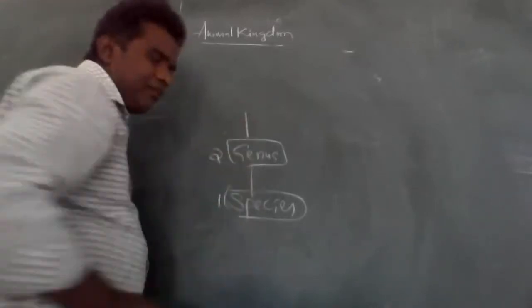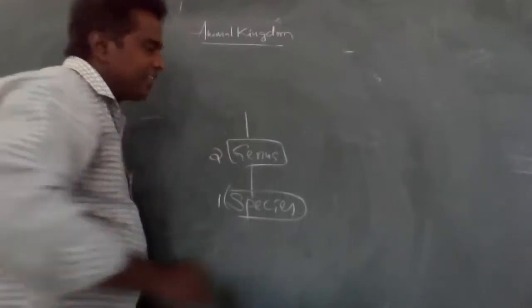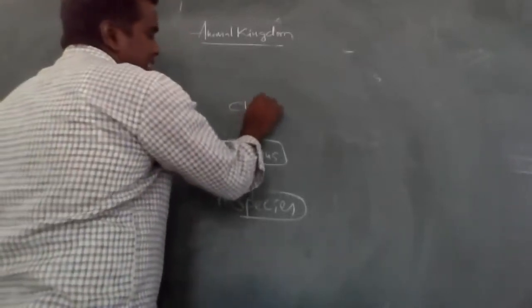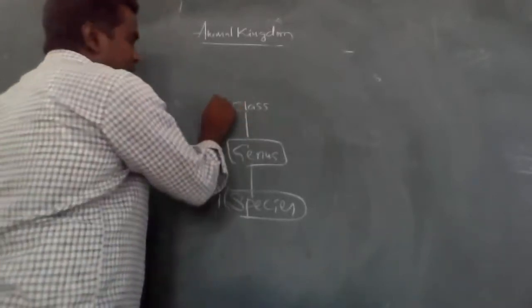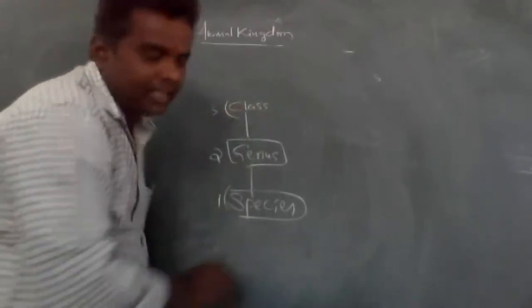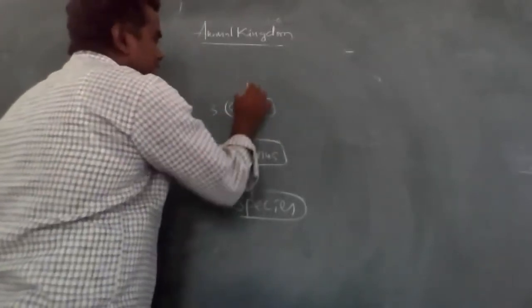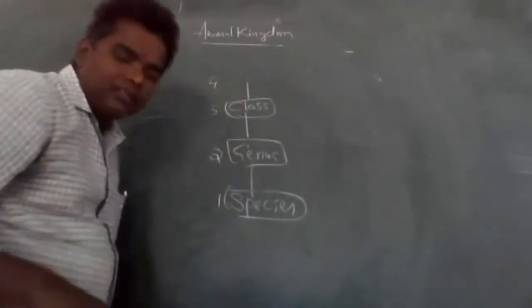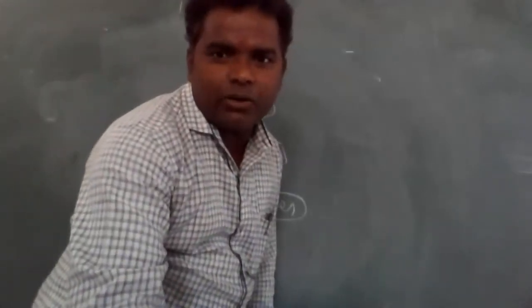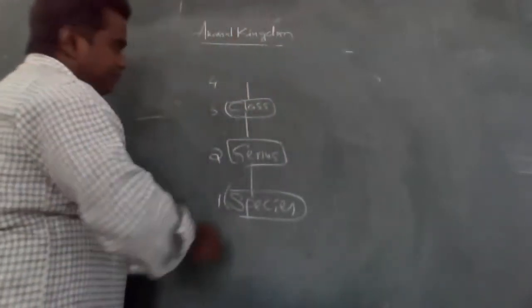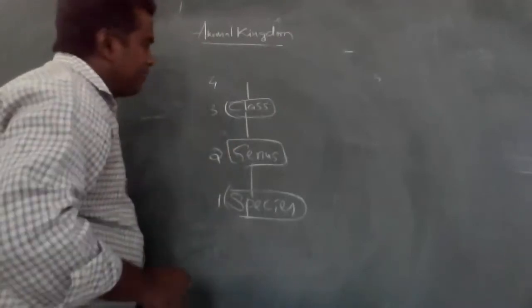Group of genus, come on, tell me. So class. Class also there. Very good, Swati. Group of class, come on, tell me. There are 10 minutes left, we should conclude it. Order.